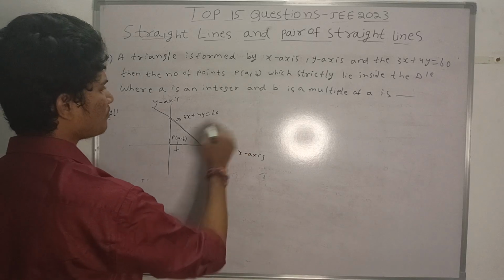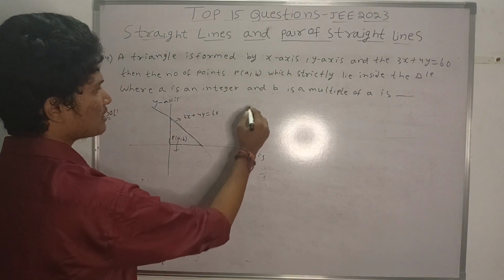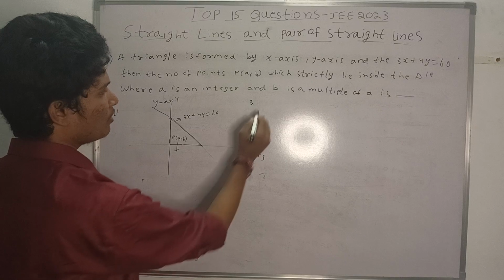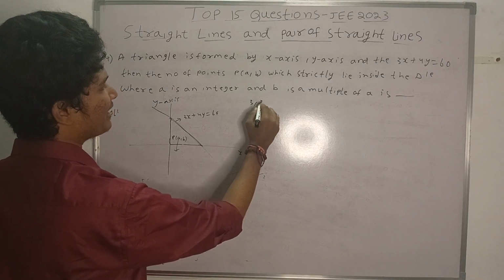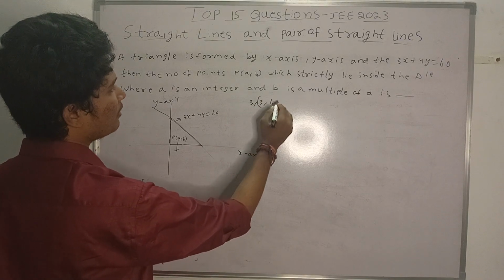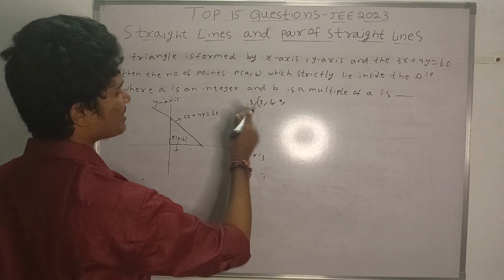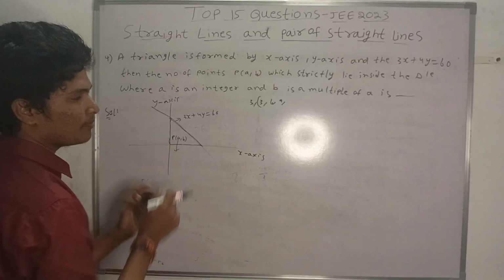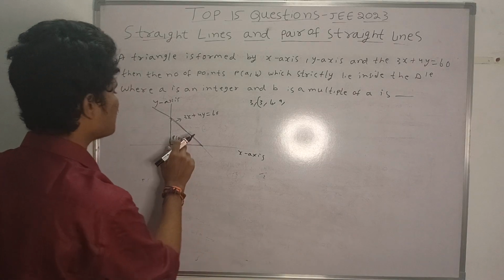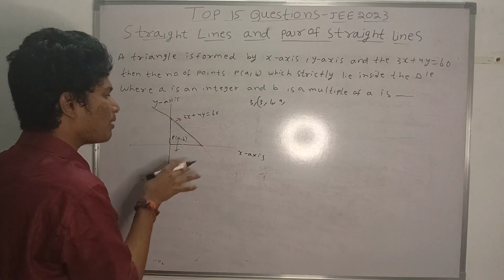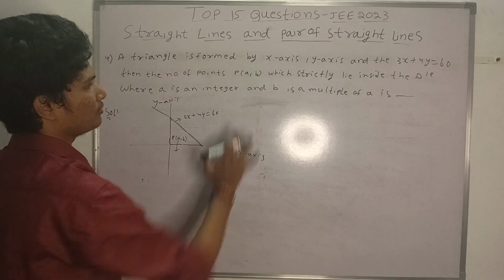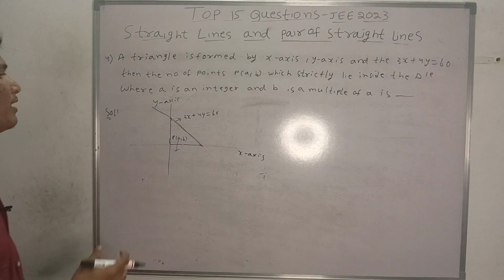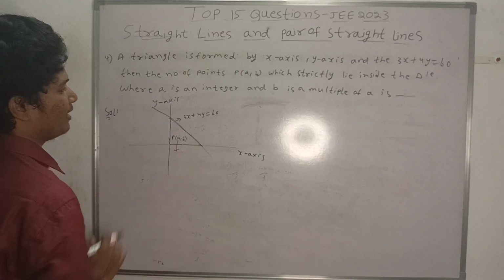Suppose if we take the first as 3, what are the multiples of 3? It can be 3, it can be 6, it can be 9. So basically like this. So B should lie like this, it should be like this only. That is, B should be a multiple of A only. This is a condition. So how many points are strictly lying in this triangle?